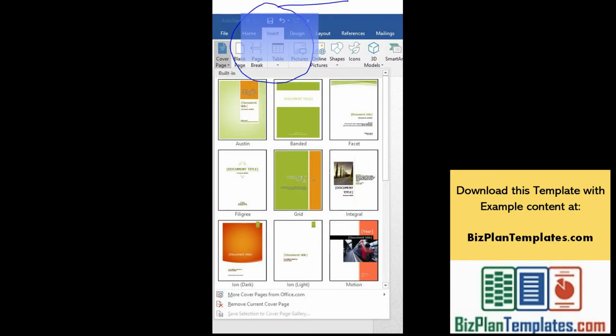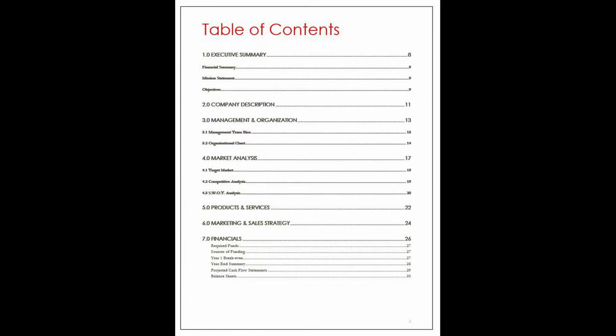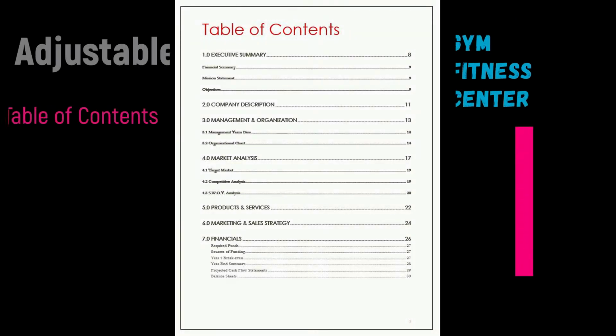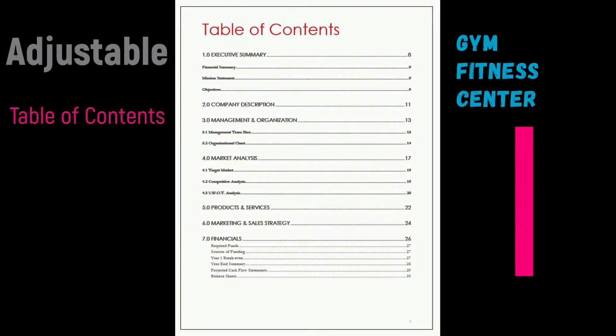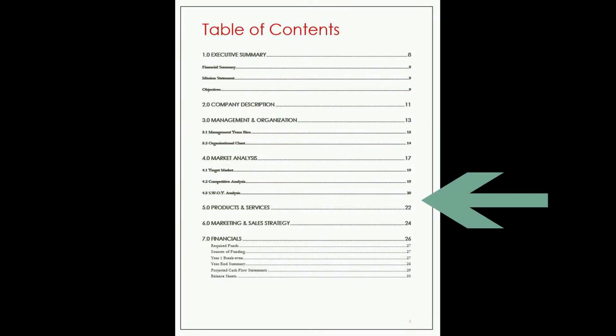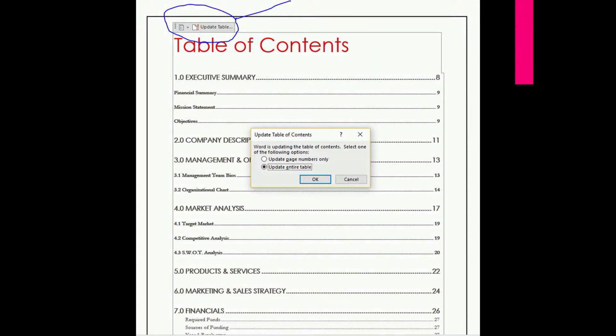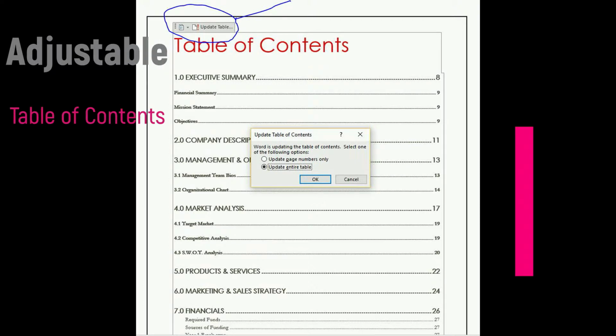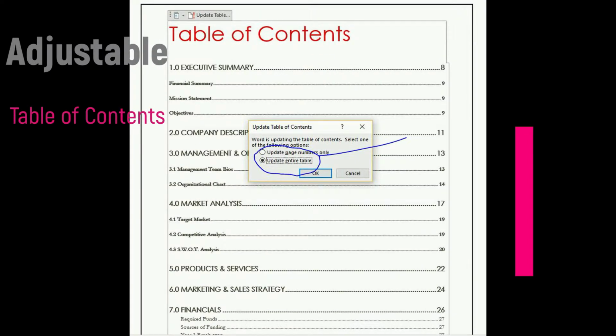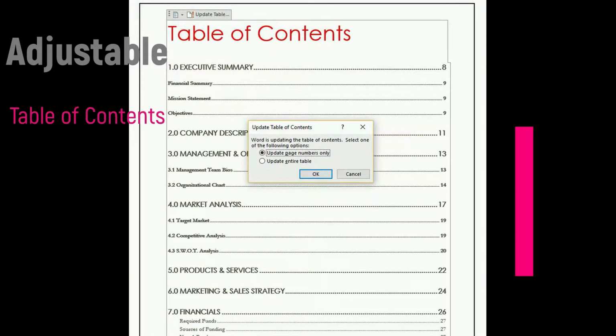Table of Contents Tutorial and Instructions. The table of contents for a business plan details what is in the plan, the sections, headings, and page numbers. The plug-and-plan template has a table of contents that can be updated to reflect any changes made to the document. Once users have completed customizing the whole business plan, they can come back here and click on the table.